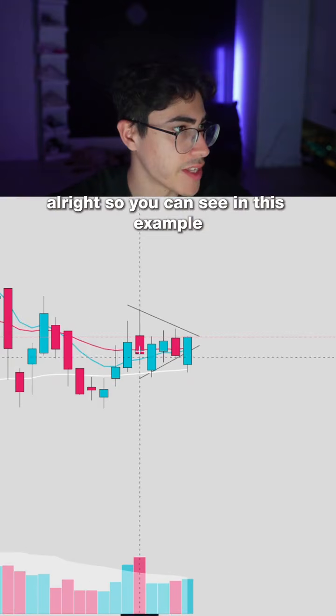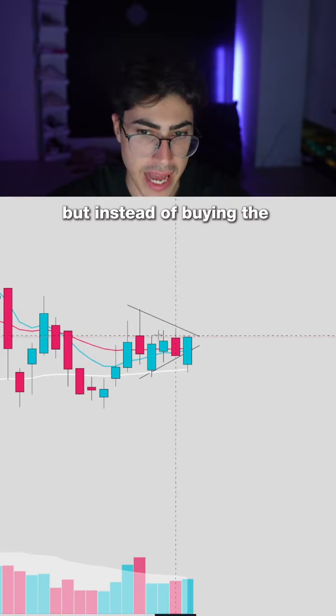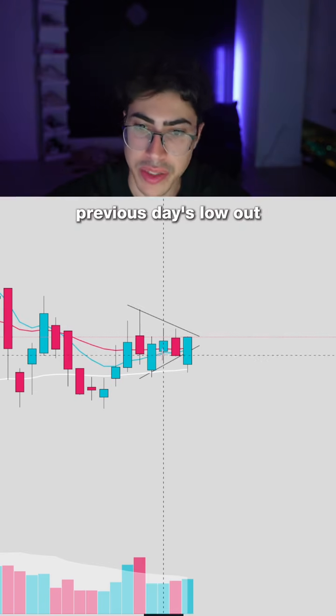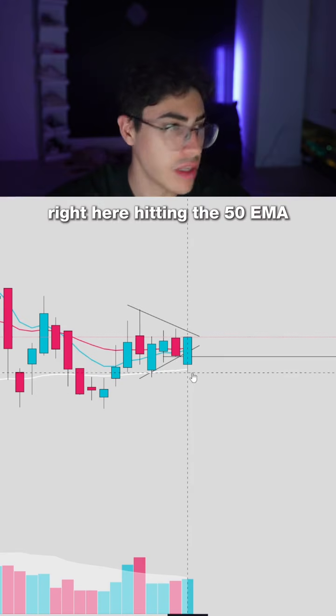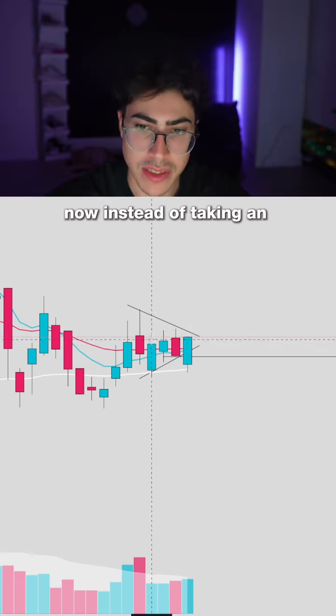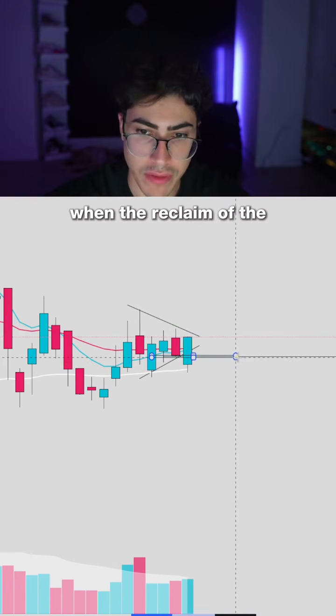All right, so you can see in this example, this stock right here has been uptrending the last few days. It's setting up in a super tight flag, but instead of buying the breakout at the highs, you can see this stock ends up taking the previous day's low out right here, hitting the 50 EMA, reclaiming it, and pushing all the way back up to the high of day. Now, instead of taking an entry at the high right here, your entry is going to be right at the reclaim of the previous day's low.